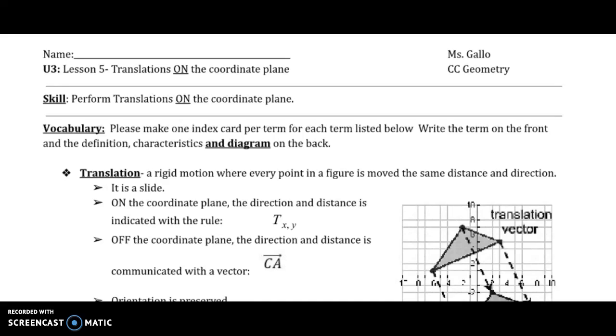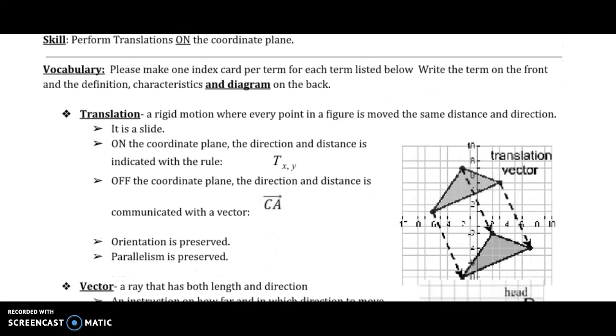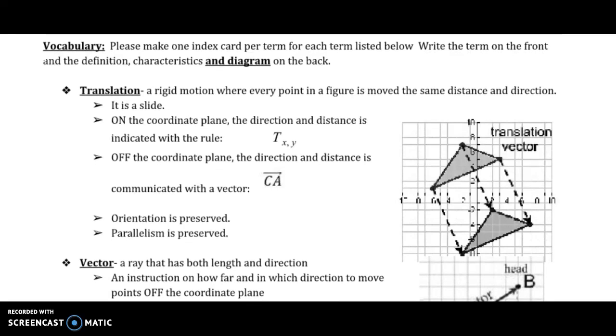This is Unit 3, Lesson 5. So we're going to perform translations on the coordinate plane. This video will cover the vocabulary. So again, make an index card for each term. Write the term on the front, definition, characteristics, diagram, if you can, on the back.